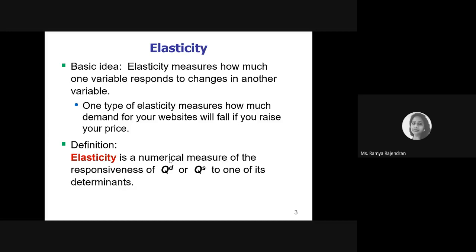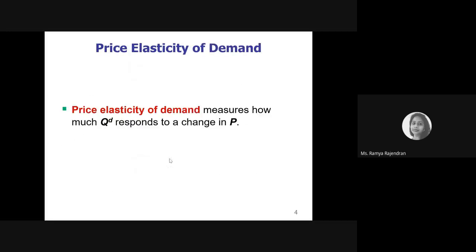So demand elasticity. To define elasticity, it's nothing but a numerical measure of responsiveness of the quantity demanded to one of its determinants. We're just going to discuss demand elasticity, so we just talk about the responsiveness of the quantity demanded. Price elasticity of demand measures how much quantity demanded responds to the change in the price. QD is the quantity demanded, and P is your price.